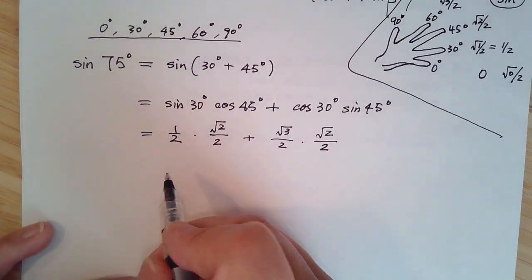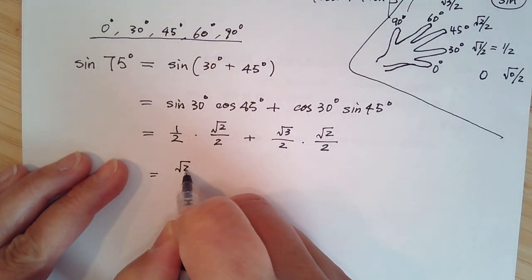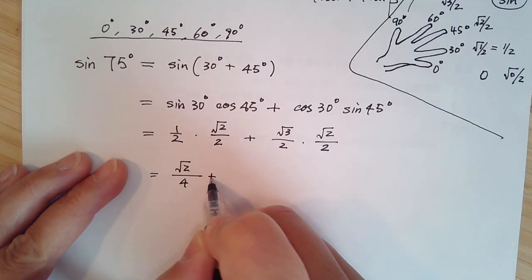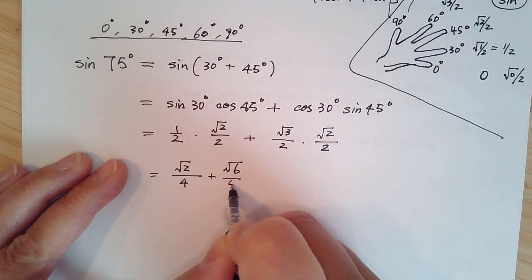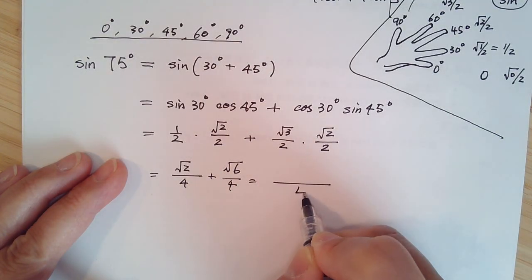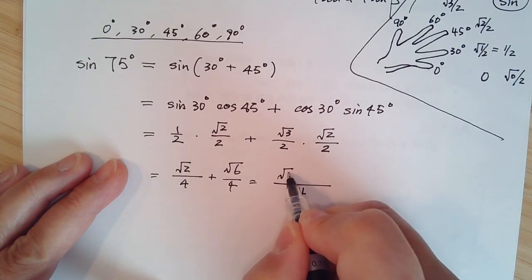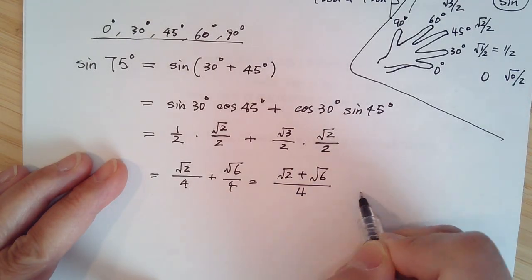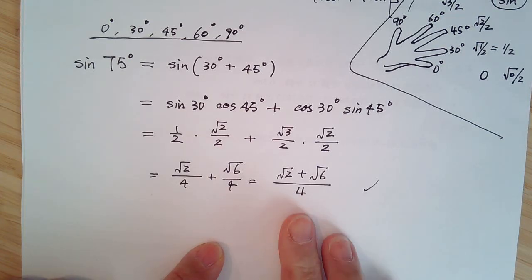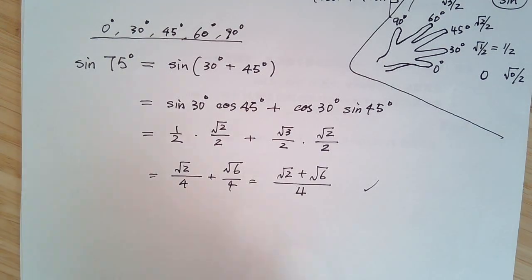All right, so let's simplify this. This is root 2 over 4, and here is root 6 over 4. Or you can write that as denominator 4, and the numerator is root 2 plus root 6. So this is the exact value of sine 75 degrees.